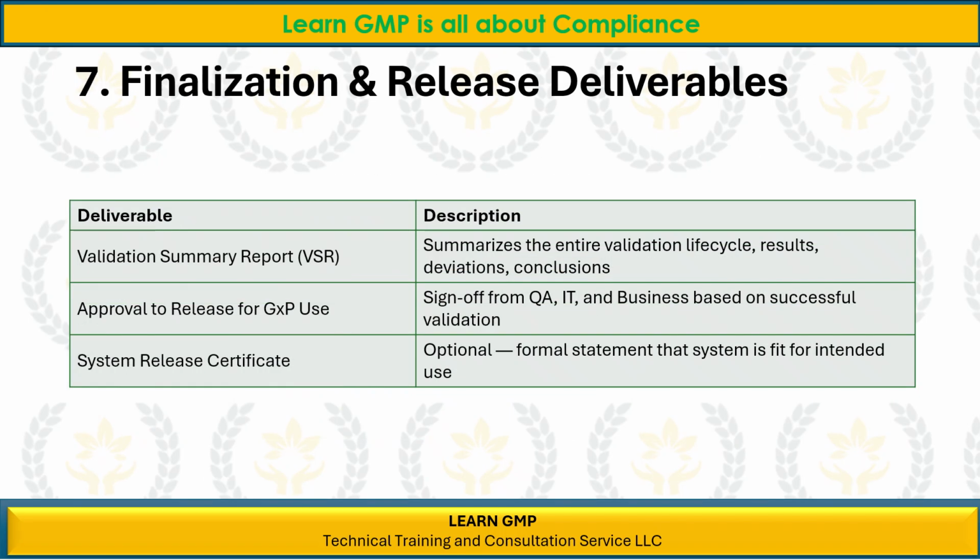Finalization and release deliverables. Deliverable: Validation Summary Report, VSR. Description: Summarizes the entire validation lifecycle, results, deviations, conclusions. Deliverable: Approval to release for GXP use. Description: Sign-off from QA, IT, and business based on successful validation. Deliverable: System Release Certificate. Description: Optional, formal statement that system is fit for intended use.